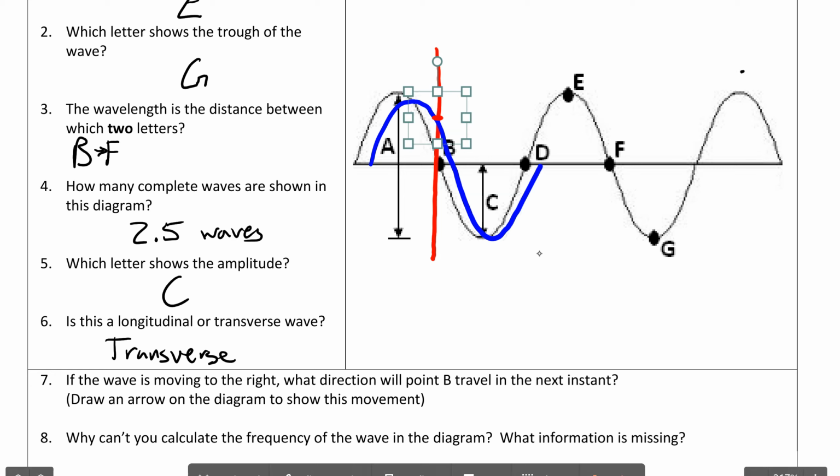Oh boy, here we go. Get out of this. Boom. Shaka laka. Okay, point B is traveling upward. Up.